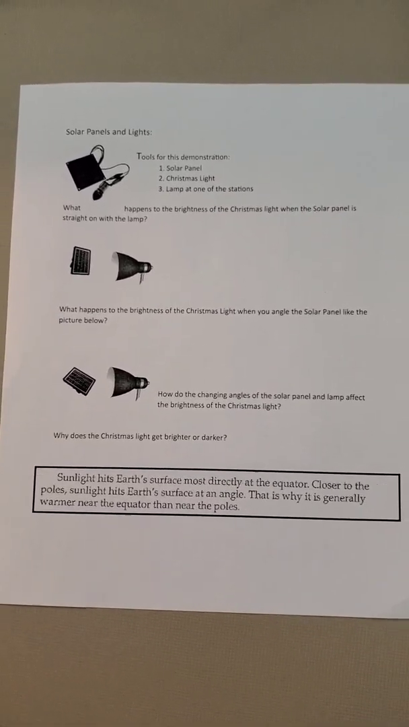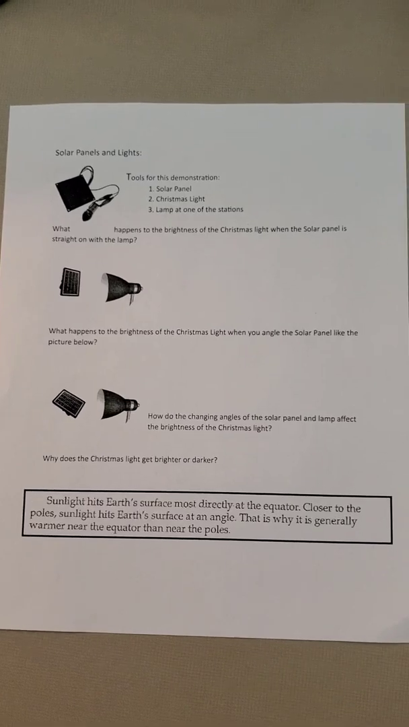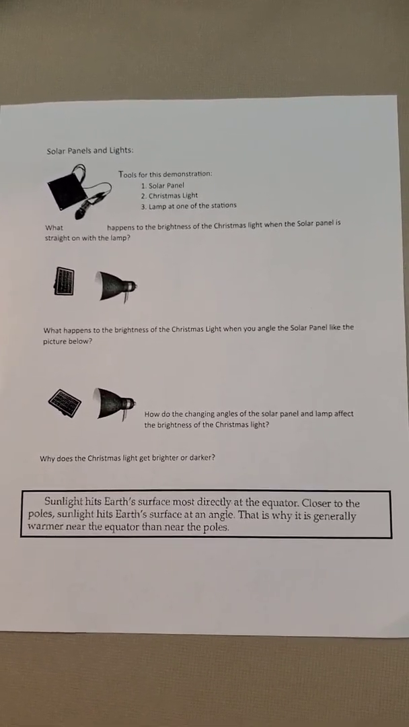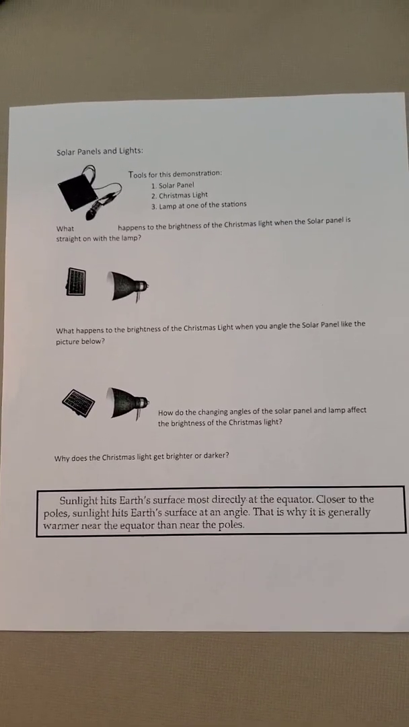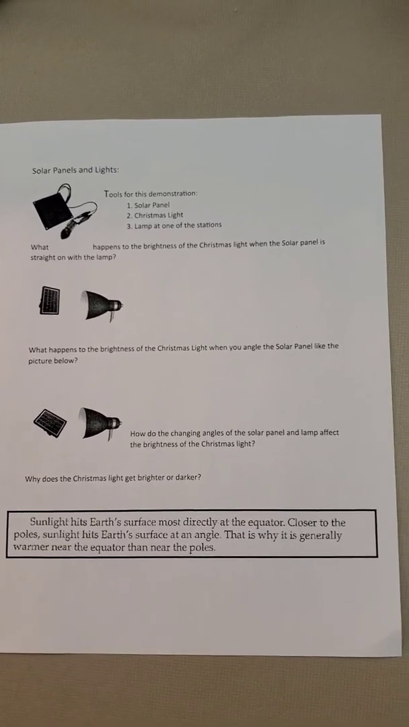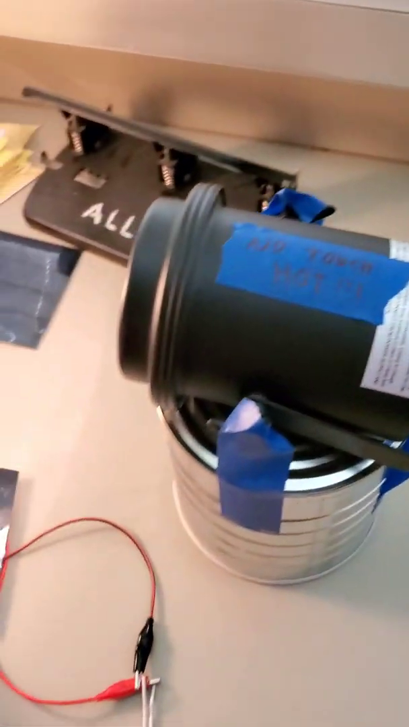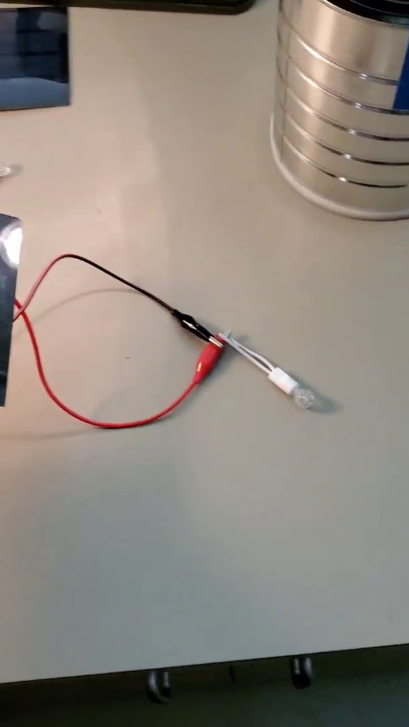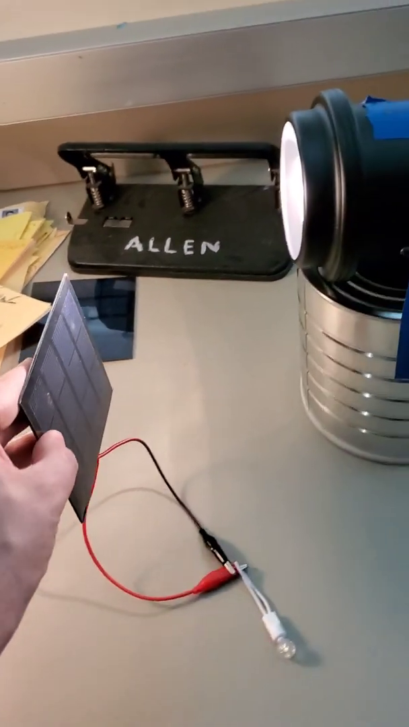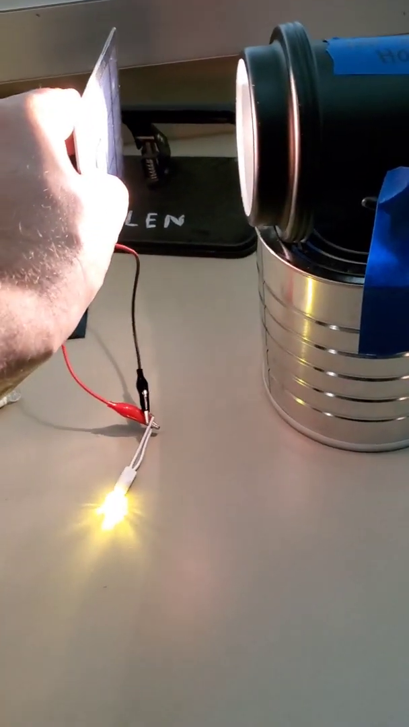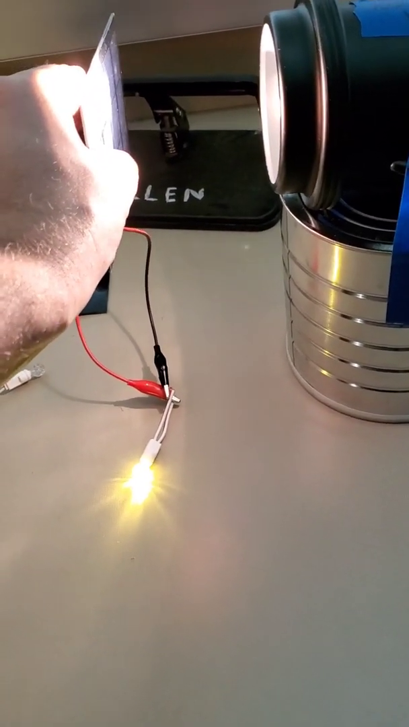The first thing on the worksheet that we're going to be looking at is solar panels with little Christmas lights attached. And what we're going to be doing is experimenting with direct and indirect light. So the first thing says, what happens to the brightness of the Christmas light when the solar panel is straight on with the lamp? So here I have a lamp pointed against the wall, very bright. My solar panel, a little Christmas light. So I'm going to take my solar panel, I'm going to point it directly there. So what happened to the Christmas light?